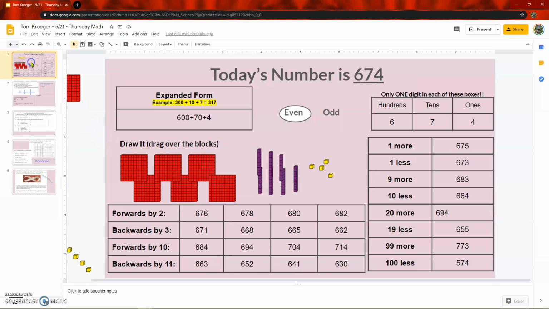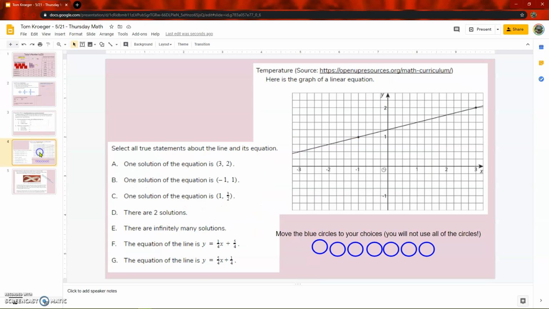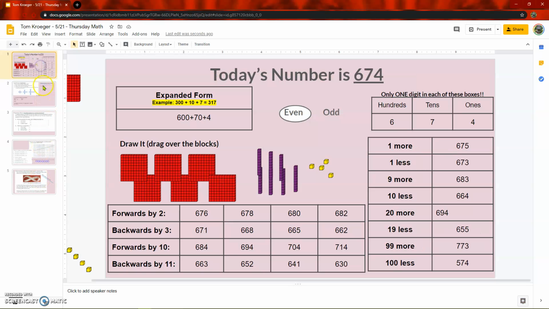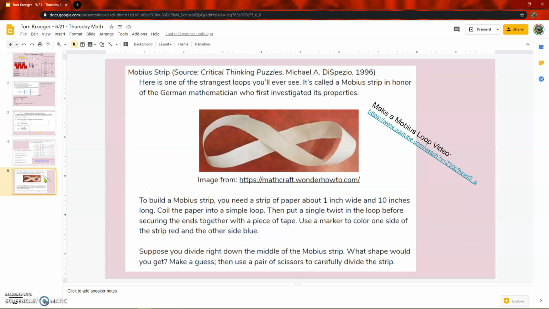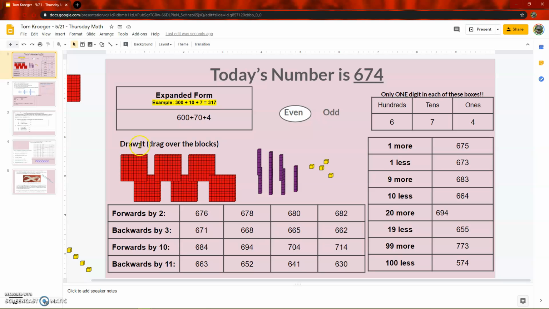All right, so that's how we're going to do these slides. All right, number of the day, various types of questions, maybe an activity or two. All right, I'll be posting a few more later on.